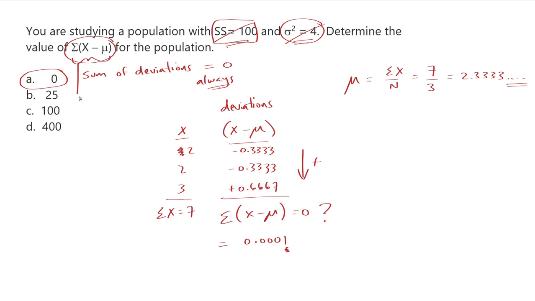So the sum of deviations is always equal to 0, except like in my example here where there's a little bit of rounding error. That certainly isn't one of the choices here, so we can safely say that the answer is 0. It has nothing to do with the other information.